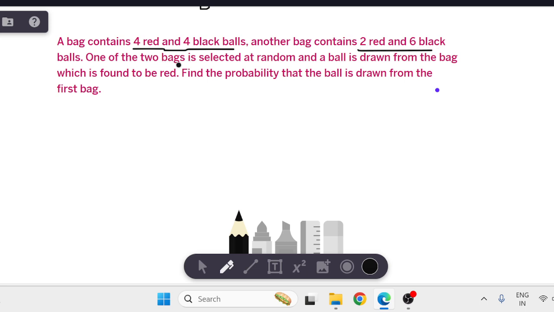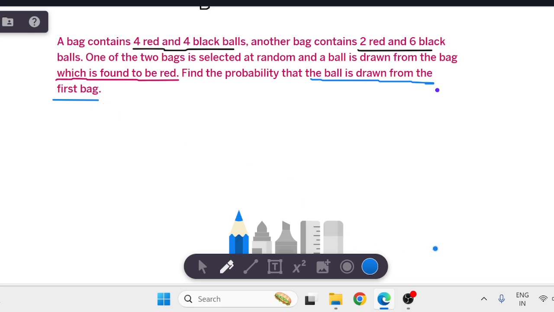One of the two bags is selected at random and a ball is drawn from the bag, which is found to be red. Okay. The question says one of the bags is drawn and a ball is drawn and found to be red. So whatever is given, I'll just mark with a red color, underline. What is the probability? I'll mark with a blue color. The probability that the ball drawn is from the first bag.